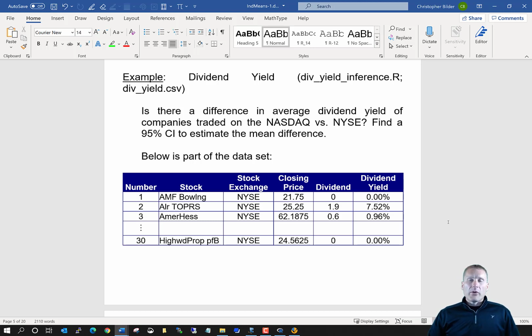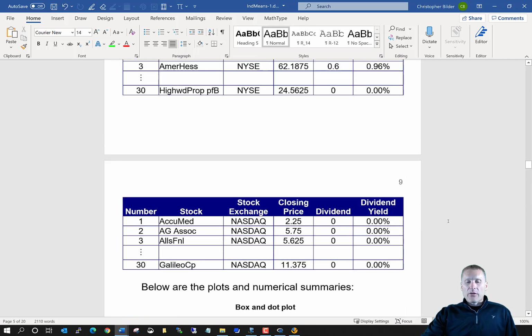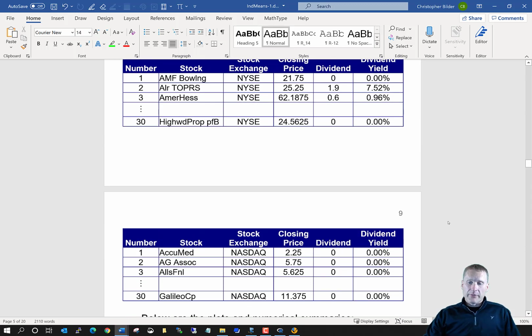So, to help do this, let's find a 95% confidence interval to estimate the mean difference. So we're going to let 1 be NASDAQ. New York Stock Exchange is going to be 2, and we're going to look at mu1 minus mu2. So to do this, I actually took a random sample of 30 stocks that were traded on the New York Stock Exchange and 30 stocks that were traded on the NASDAQ.